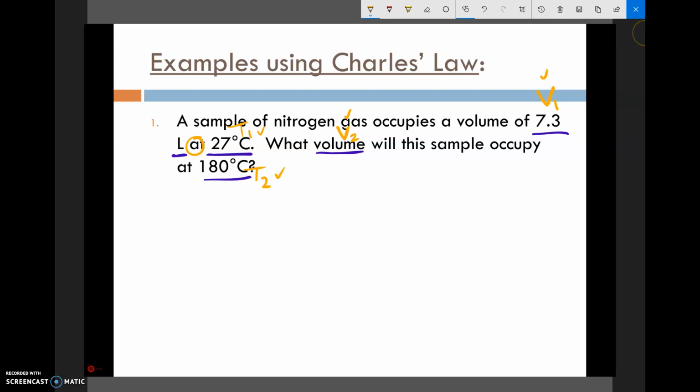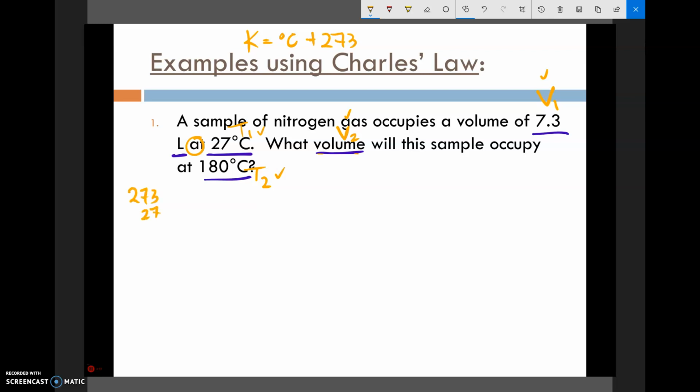Before we start, we need to make sure that our variables are correct. With volume, our units are liters, which is just fine, and this is our unknown, so we're okay with that as well. Our temperature, notice, is in Celsius, but in gas laws, your temperature has to be in Kelvin. If you do not put this in Kelvin, you will get the wrong answer. So remember, Kelvin is Celsius plus 273. So we're going to go ahead and add that.